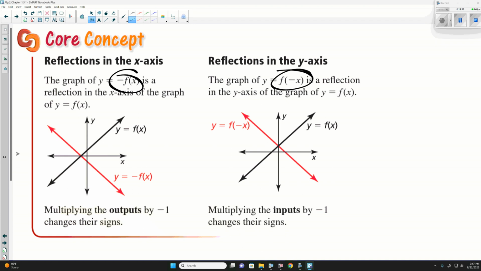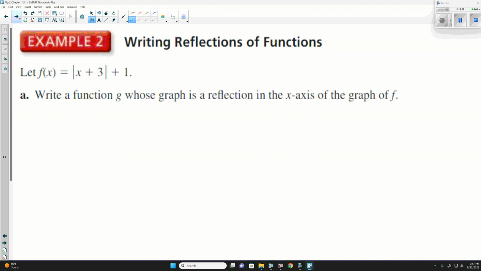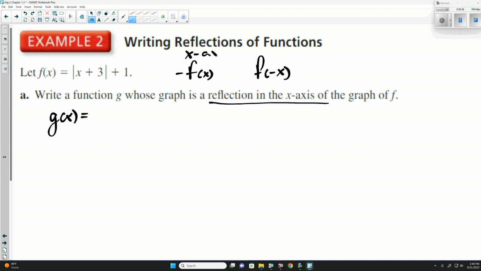We ready for this next part? Write a function g of x whose graph is a reflection in the x-axis of the graph f of x. So reflections, we have two. We have negative f of x, and we have f of negative x. Which one do we want to use for this one here? Because negative f of x is across the x-axis, and f of negative x is across the y-axis. So here we're going to have negative f of x.